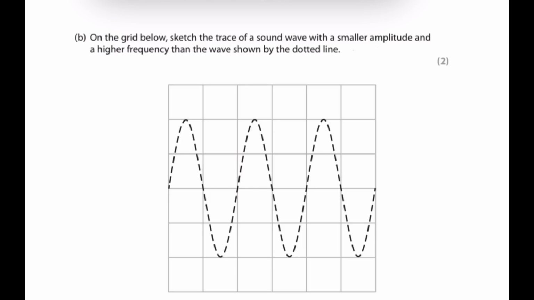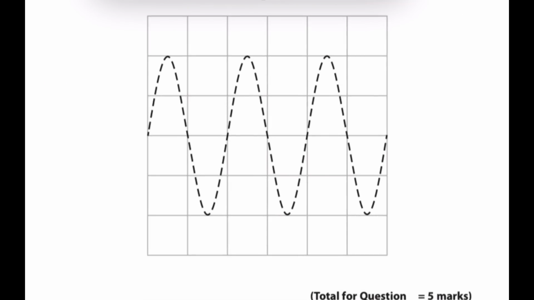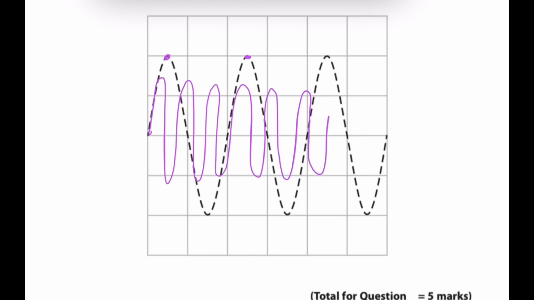On the grid below, sketch the trace of a sound wave with a smaller amplitude and a higher frequency. So a smaller amplitude has to be a lot more below it, so it has to be something like that. And a higher frequency means that there is going to be more lines, something like what I am showing you. So in order to get that, we need to make sure there's a lot of lines, but it is still under these points, which will show it has a smaller amplitude. So it would look something like this. Make sure it can be as accurate as possible.